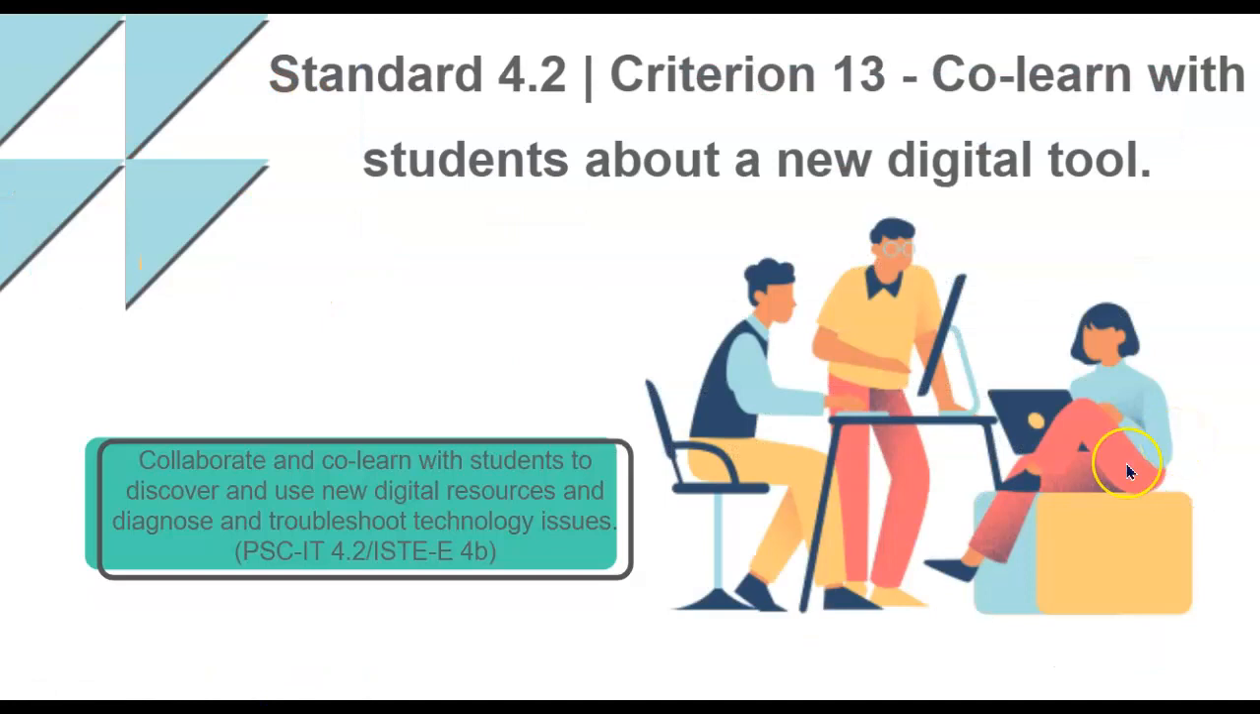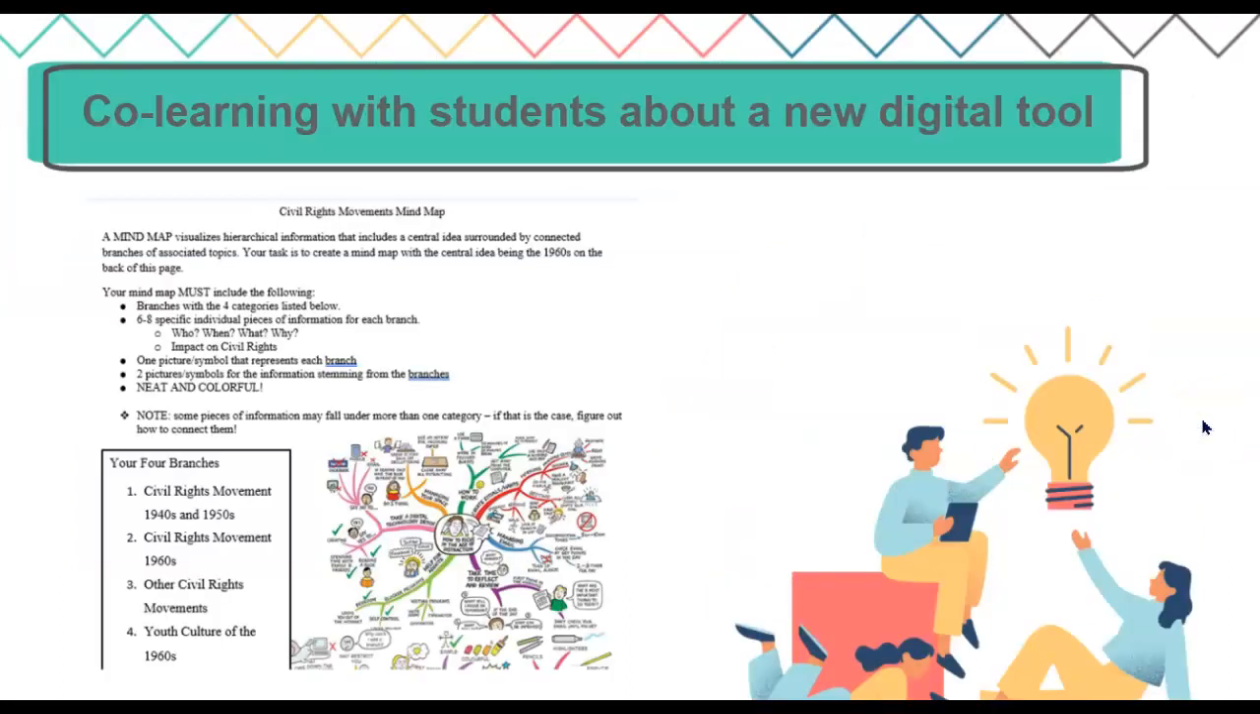With Criterion 13, co-learn with students about a new digital tool, I used this with my AP U.S. History class. We came to the Civil Rights Movement and we had a mind map that we normally would have done on poster board, but this time we decided as a class to take on the challenge to try to use technology like Kaggle, where students were able to go online and I was able to go online with them, and we learned together how to use this tool as a class.